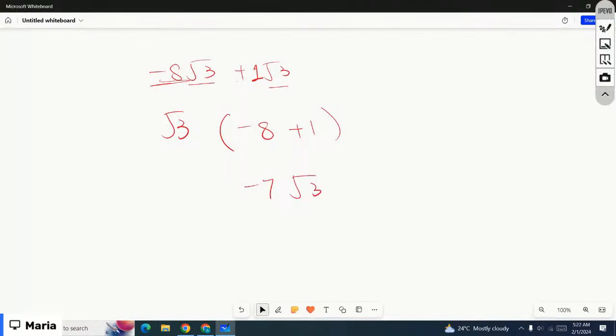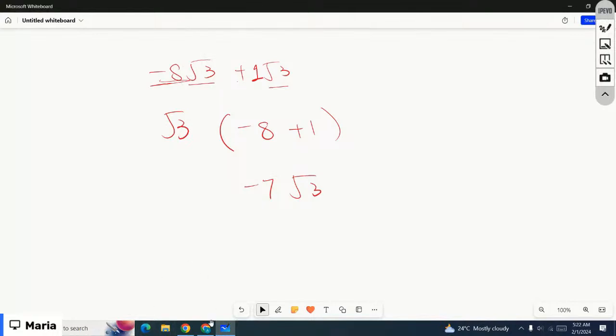Basically, you can work with square root 3 as we work with variables. So that square root 3 is with both the numbers, and you can just take it common outside. That would be negative 8 plus 1, that is negative 7 square root 3. Got it?